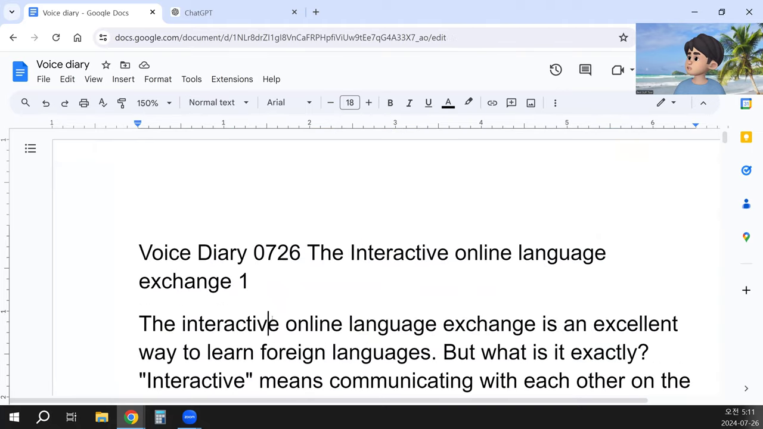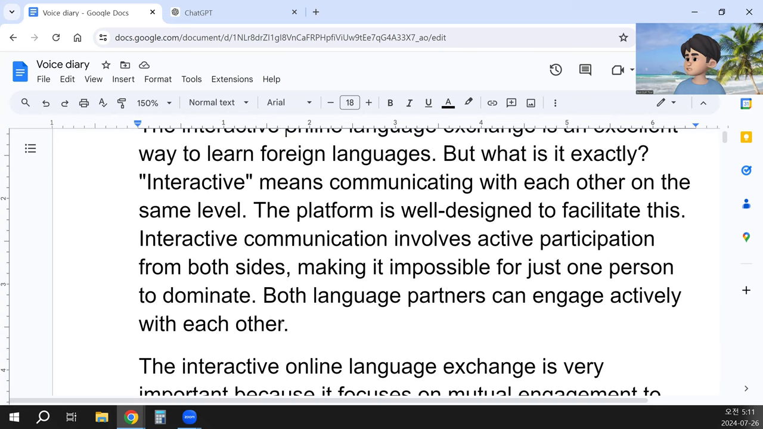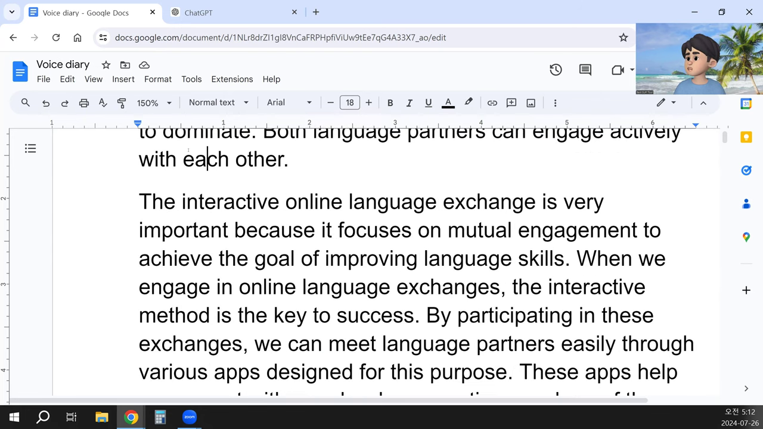The interactive online language exchange is an excellent way to learn foreign languages, but what is it exactly? Interactive means communicating with each other on the same level. The platform is well designed to facilitate interactive communication involving active participation from both sides, making it impossible for just one person to dominate. Both language partners can engage actively with each other.